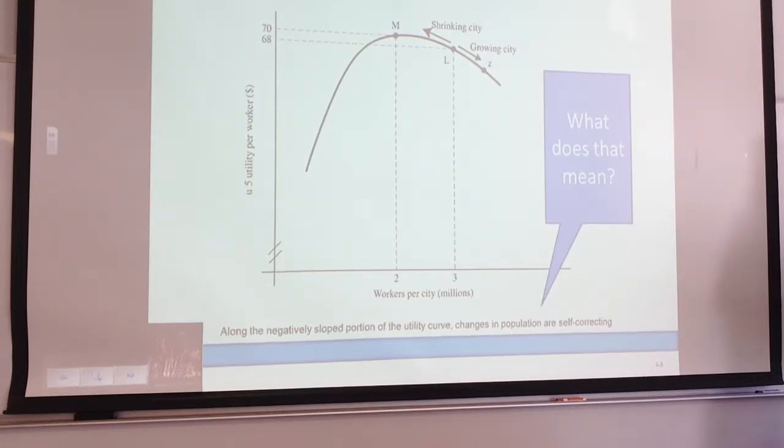Well, when they're on the negatively sloped portion, when people start to move towards the growing city, it shows they'll experience less utility, and in the shrinking city they're experiencing more, so people are going to want to move back to the city that's shrinking. Yes, there you go.